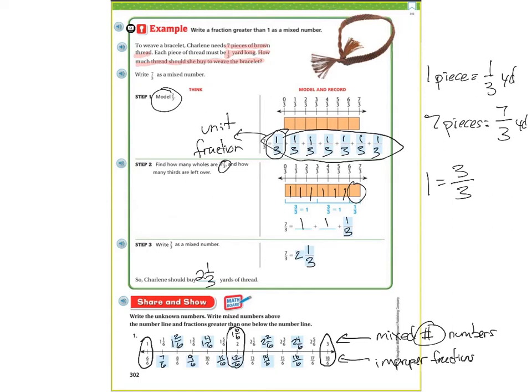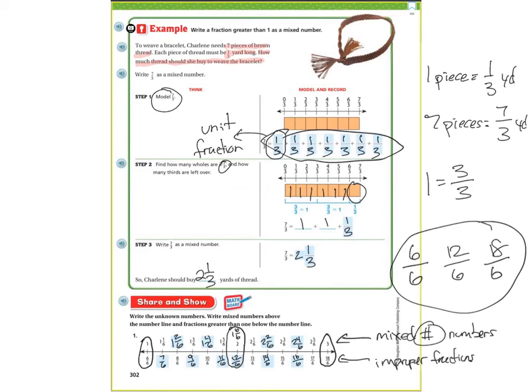Now I want you to look at the relationship between 6/6, 12/6, and 18/6. I want you to look at that, keep it to yourself, and then we're going to move on to our last page, and then I'll cover it in our little addendum video.